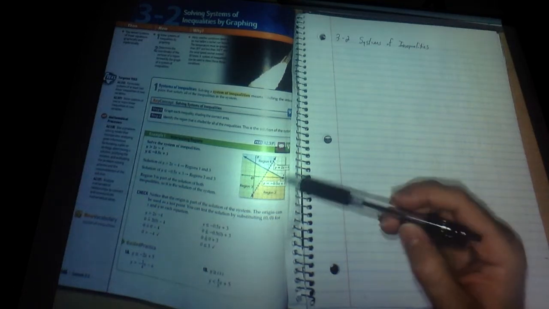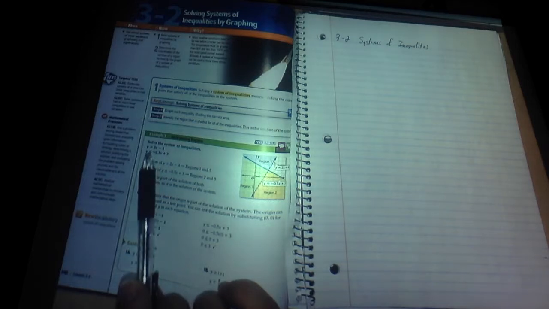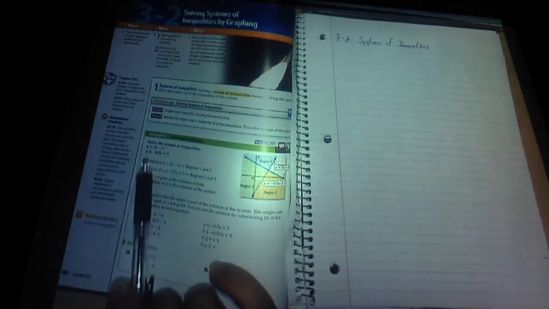All right, and so we're going to jump into example one. I'm not going to do example one that's in the book on page 146. I'm just going to kind of walk you through what they do, and then I'm going to show you another problem or two, okay? But basically, here's what's going on. Whenever you're graphing, these are just two inequalities right here. They're both linear, all right? Y is greater than 2x minus 4. Y is less than or equal to negative 1/2 x plus 3.